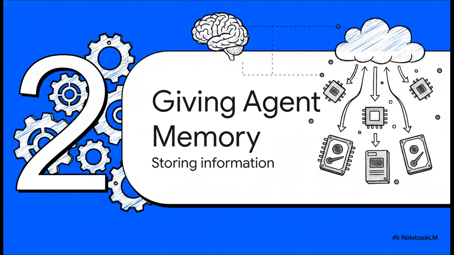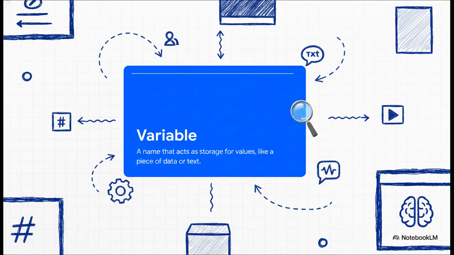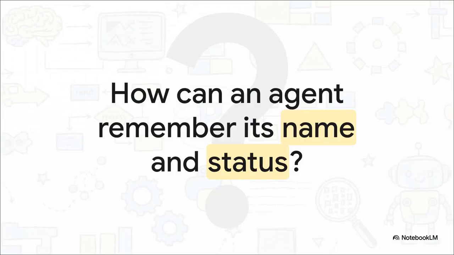All right, let's get to our first building block, giving our AI agent a memory. Because let's be honest, an agent that can't remember anything isn't very intelligent, is it? The most basic kind of memory in any program is a variable. The easiest way to think of it is just as a labeled box. That's it. A box where you can store one single piece of information, like a number or a little bit of text. But here's the problem.